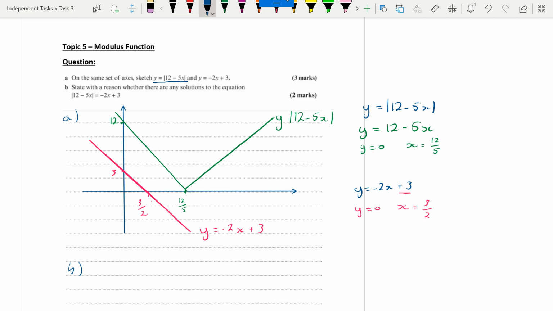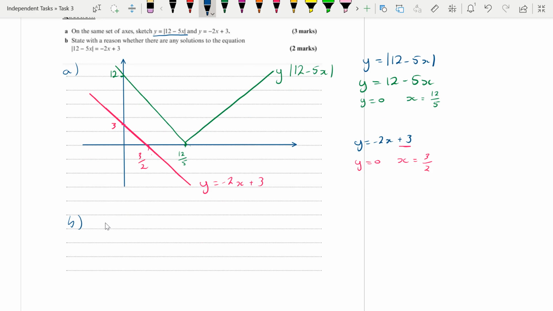Then it asks, with a reason, whether there are any solutions to the equation, so just making these two things equal to each other. Now, if I look at the graphs, they don't cross, do they? Because they don't intersect, it means that they have no solutions. So I'm going to state that it has no solutions as the graphs do not intersect.